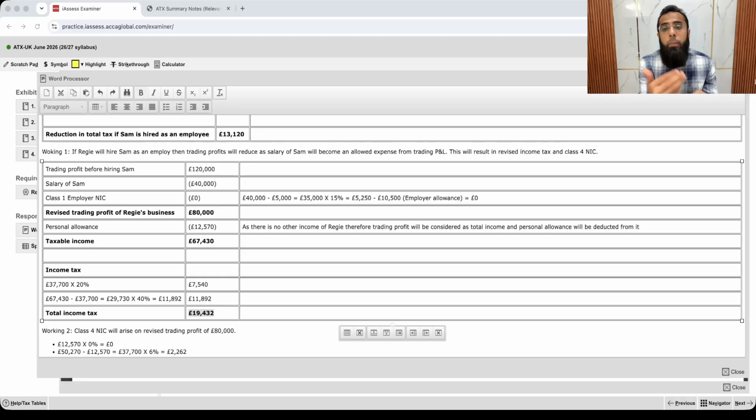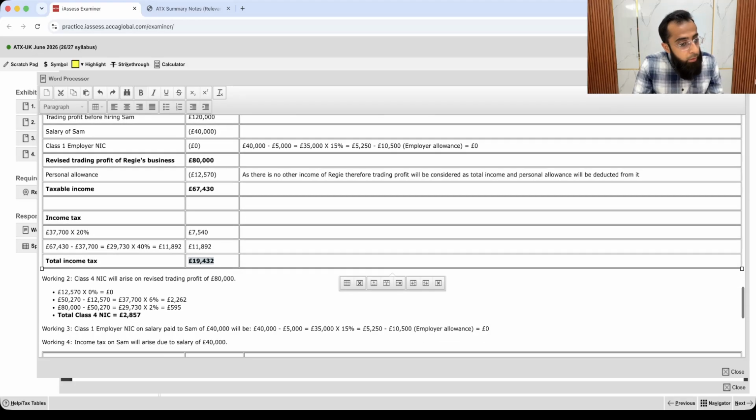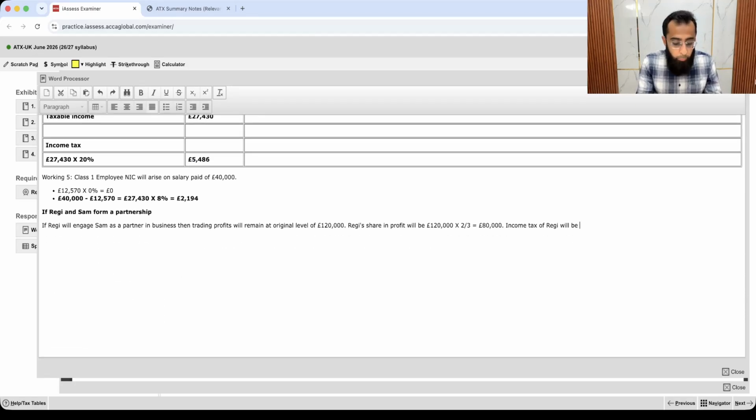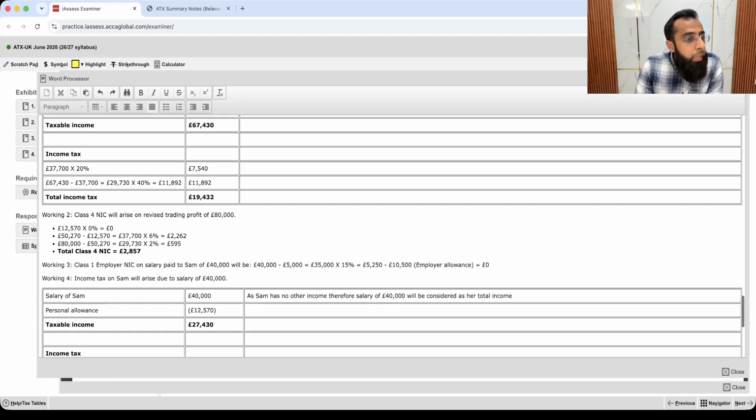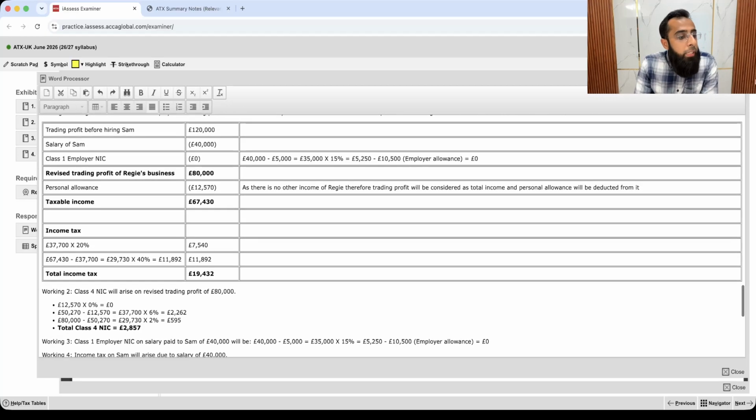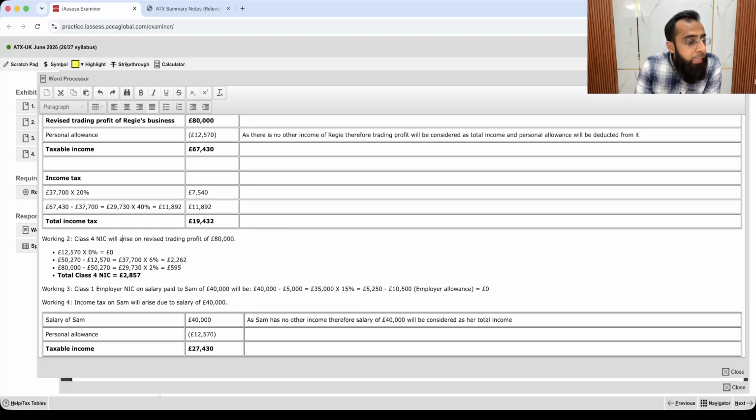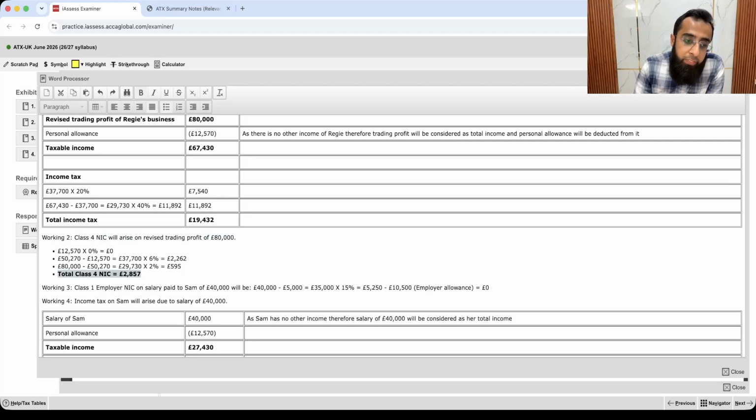Use your mind logically, because otherwise the student will do the entire calculation again. Like he will say, okay, Regi's share in trading profit 80,000 less personal allowance, taxable income, and then he will do the same income tax working. So income tax of Regi will be 19,432 pounds. Class 4 NIC for Regi will be, because his share of profit is 80,000, and on 80,000 we have calculated class 4 NIC, and that class 4 NIC was 2857.